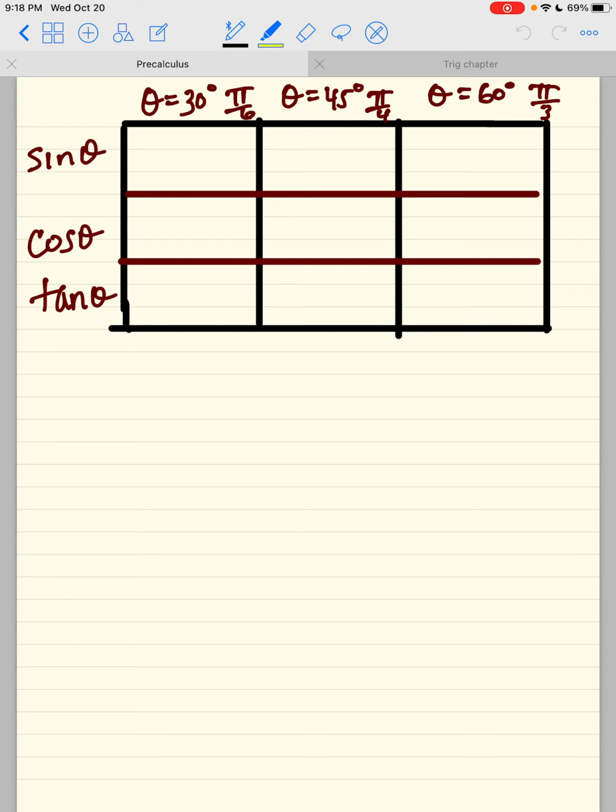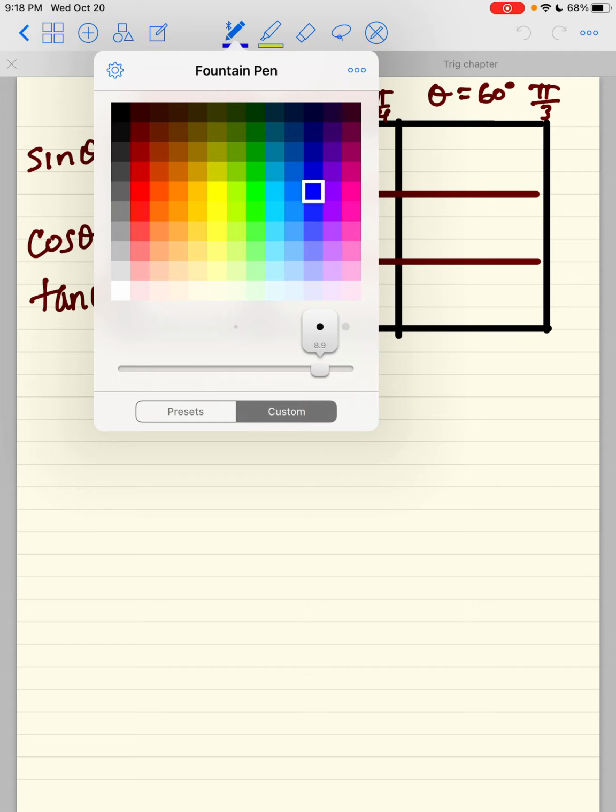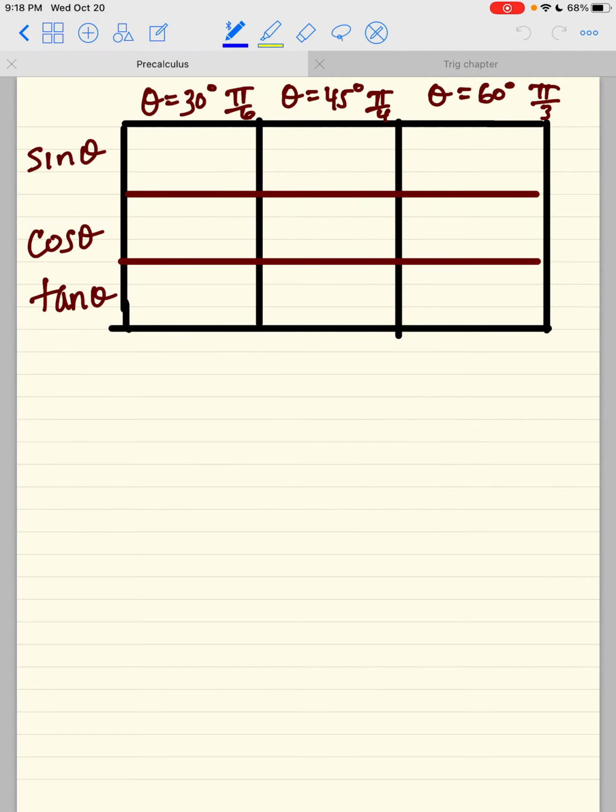So I did it again for you in this chart. You should pause it and fill it out for yourselves. Pause the video, fill it out for yourselves. 1, 2, 3, 3, 2, 1. Divide everybody by 2.